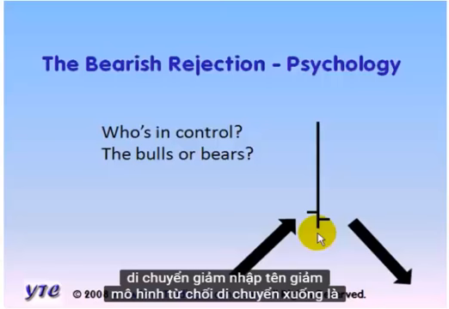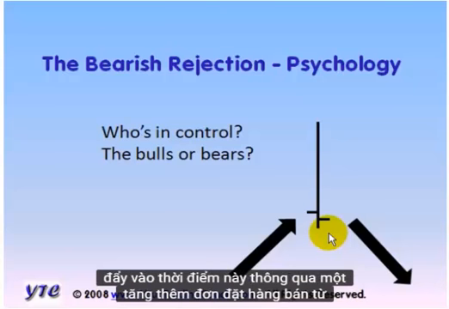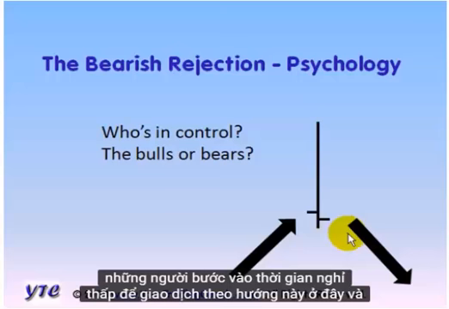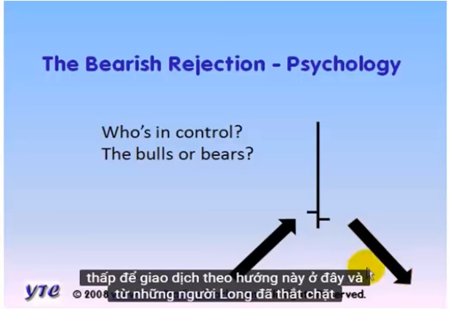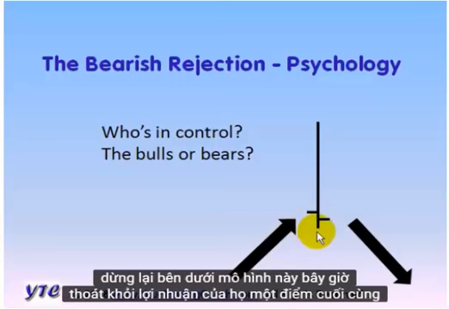The down move is propelled at this point through a further increase in sell orders from those entering short on the break of the low to trade this direction here, and from the longs who tightened their stops up below this pattern and are now exiting with their profits.